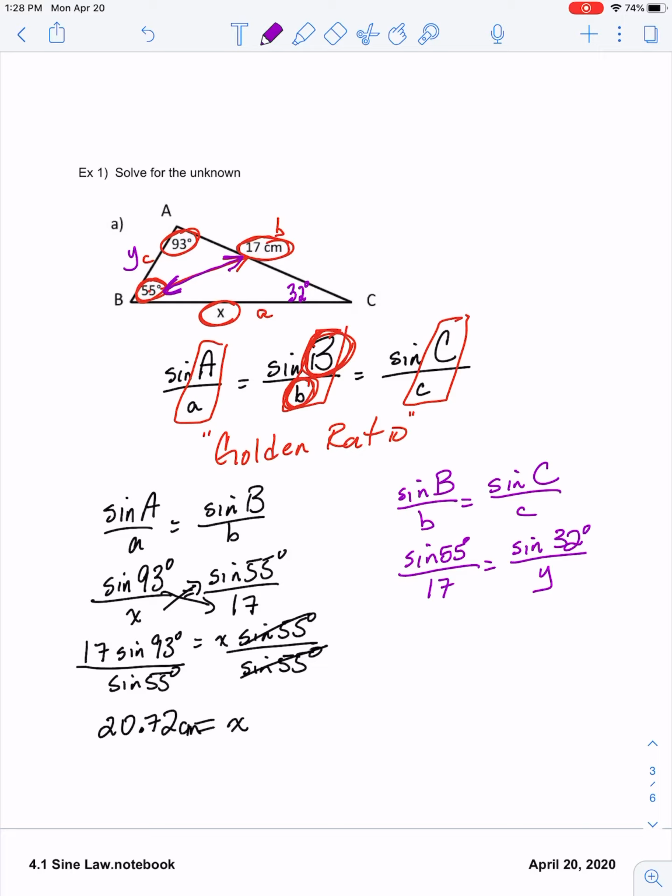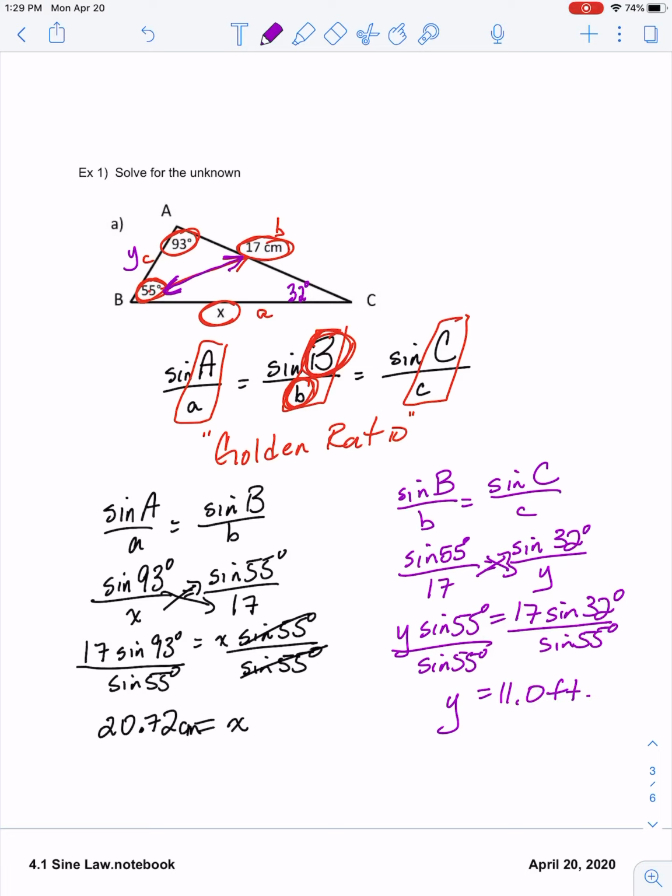Cross multiplying, you get Y times the sine of 55 degrees equals 17 times the sine of 32 degrees. Divide both sides by the sine of 55. So 17 times the sine of 32 equals 9.0086 and so on, and then divide that by the sine of 55, and I get 10.9975, which rounds to 11.0 feet.